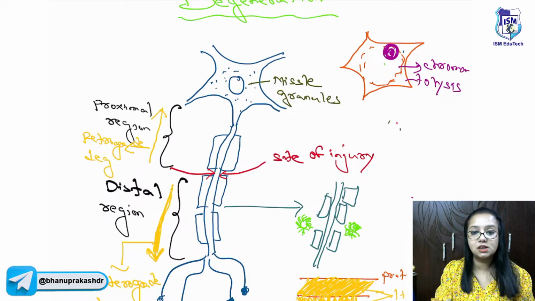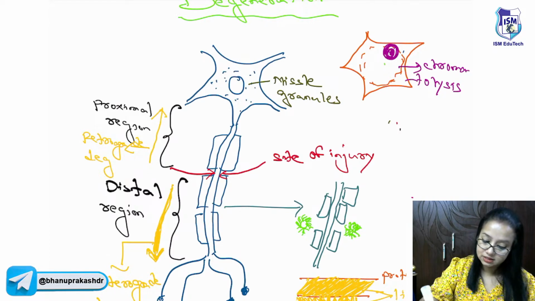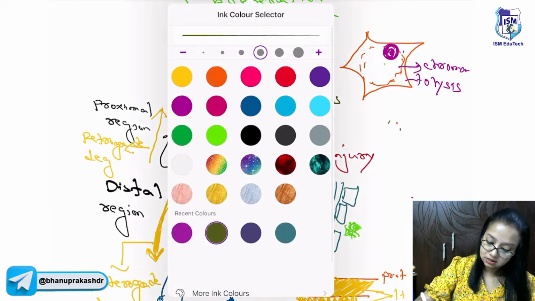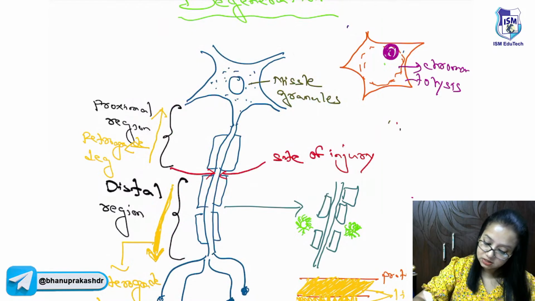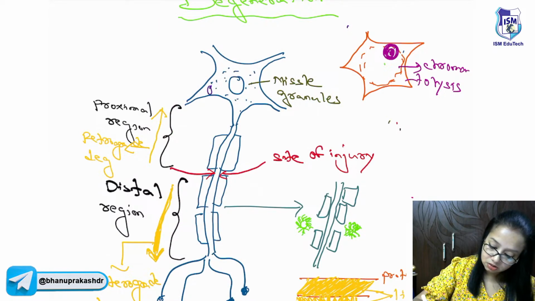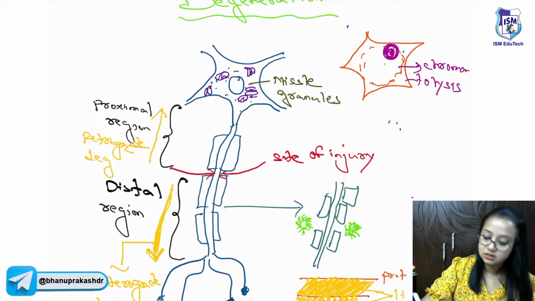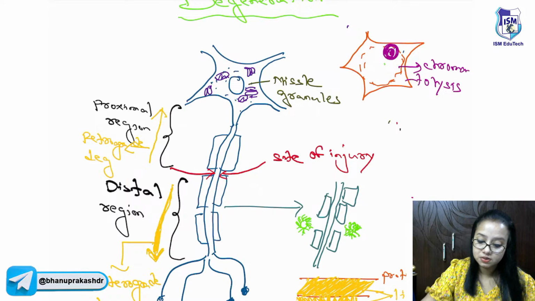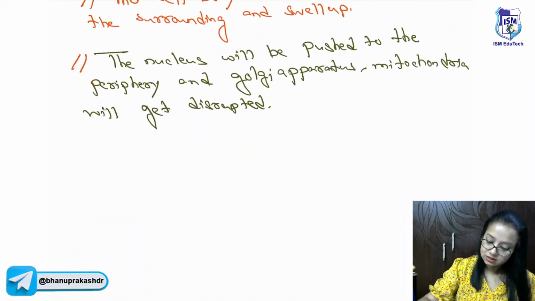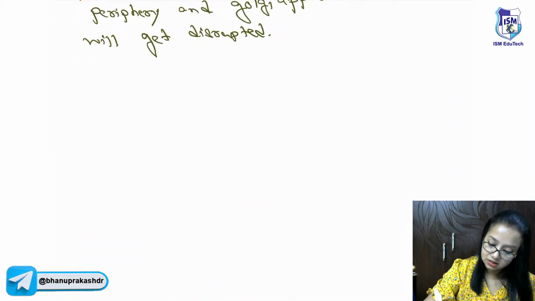This is how the cell body will disintegrate, and the cell organelles like the Golgi bodies, the mitochondria, all these things that were present, they will all disintegrate. They will get fragmented and they will not be seen. These are the degenerative changes. Now, after degenerative changes, one point to remember is this.